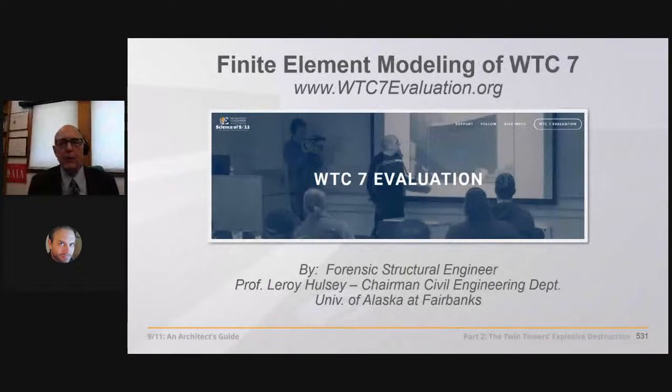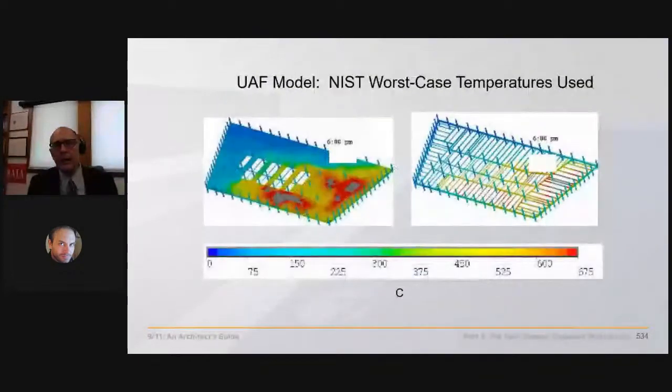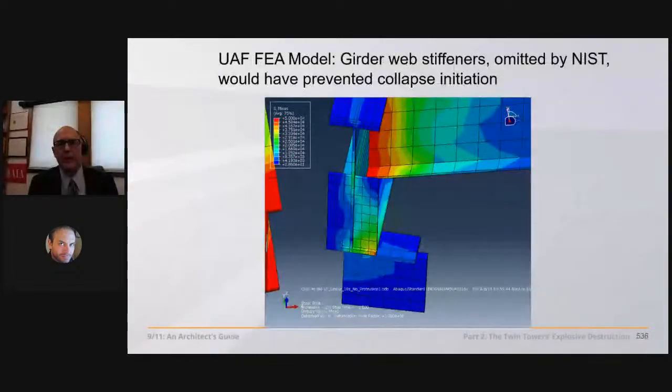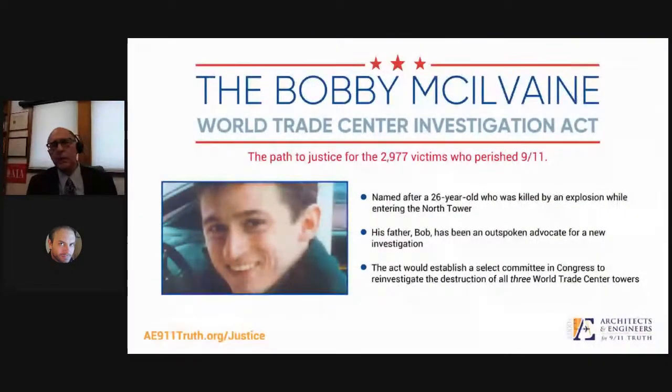Share the report with structural engineers and civil engineers, even architects, the finite element modeling of World Trade Center 7. Final report is done. Leroy Hulsey found that this building, Building 7, could not have come down by fire. The University of Alaska produced this 130-page, 4-year report and completely pulled the rug out from underneath NIST's fraudulent Building 7 theory as well, which is one of the reasons we're going to Congress with the Bobby McIlvaine Act. Andy, what about that one?